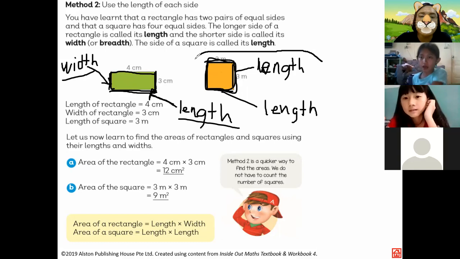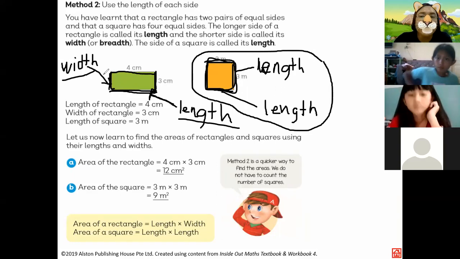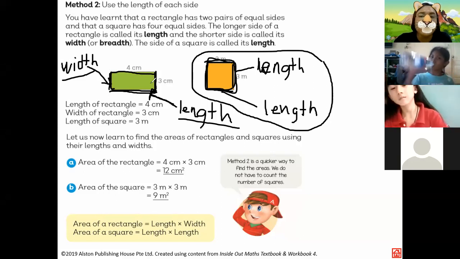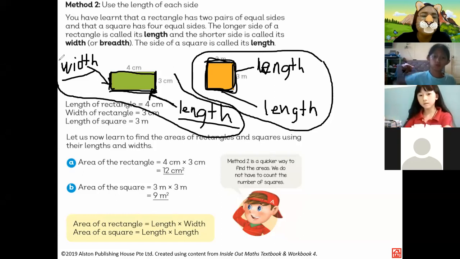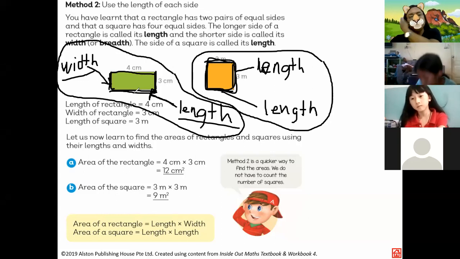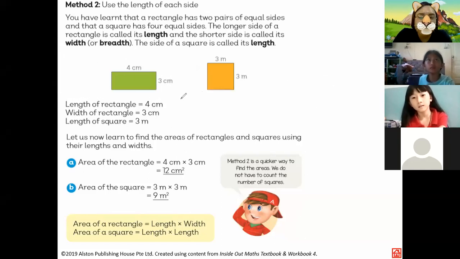What do you call the side of the square? Length. Okay. In a rectangle, what do you call the shorter side? What do you call the short side in a rectangle? Width. What about the long side? Length, okay. Do you understand about this?